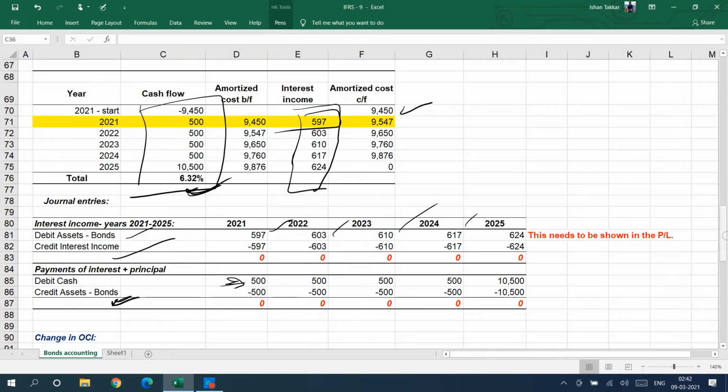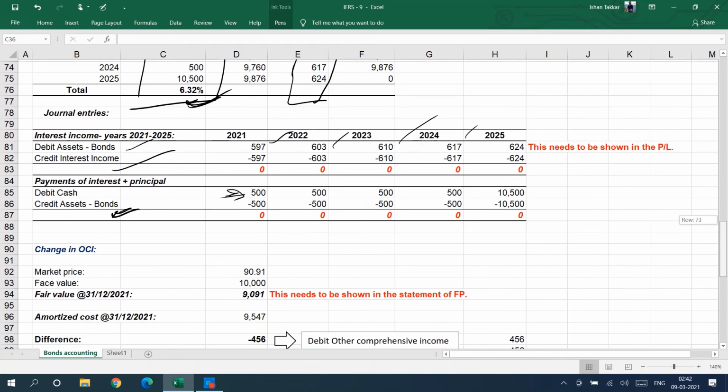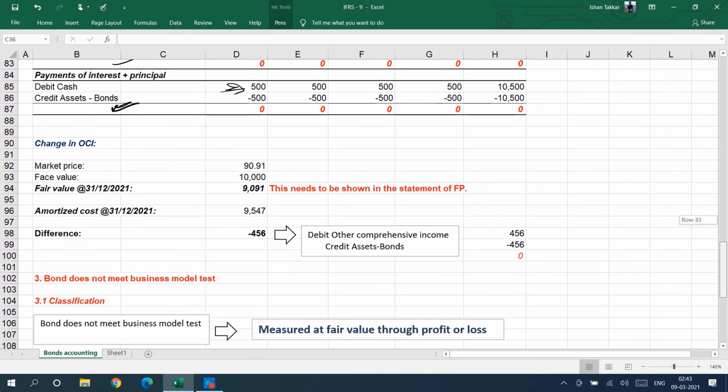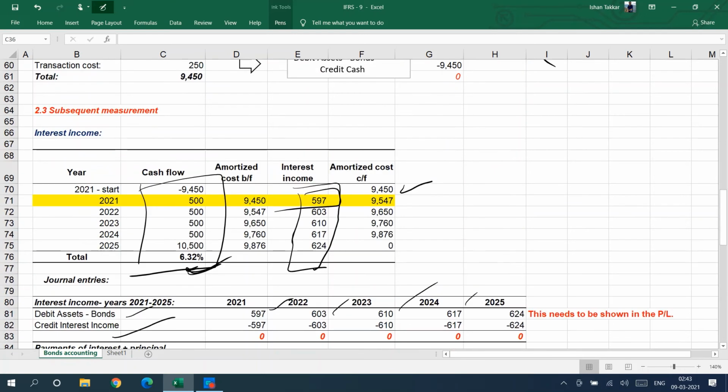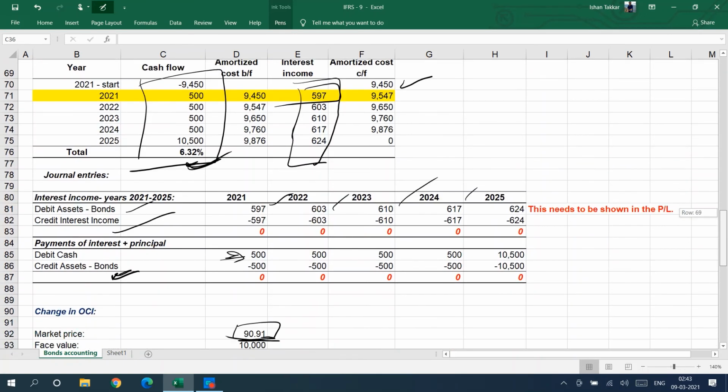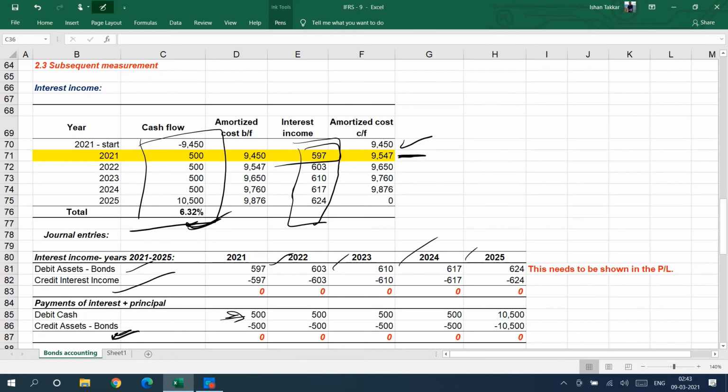But your objective is to sell as and when required, so you need to record it at fair value. What additional you need to do is: the market price is 9091 and face value is 10,000, so fair value is 9091, which we will show in the balance sheet. In the balance sheet, as per amortized cost, your value was 9547 at the end of year one.